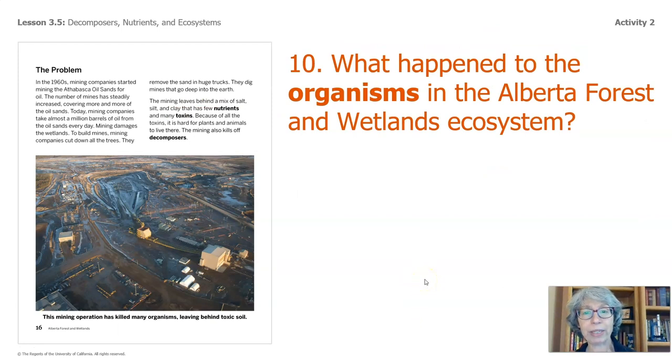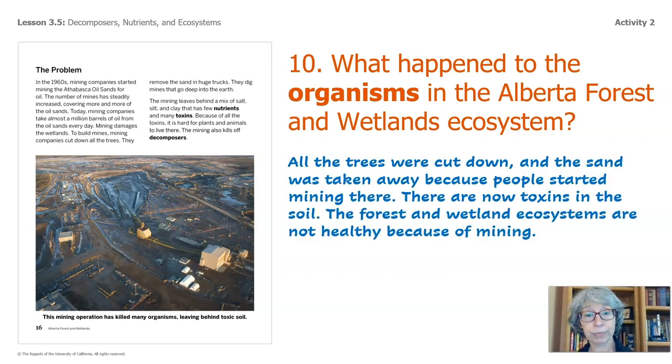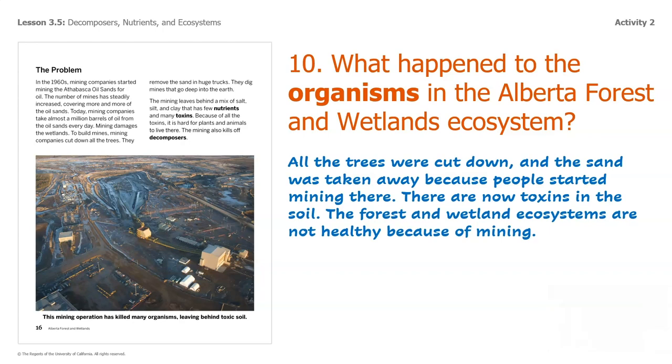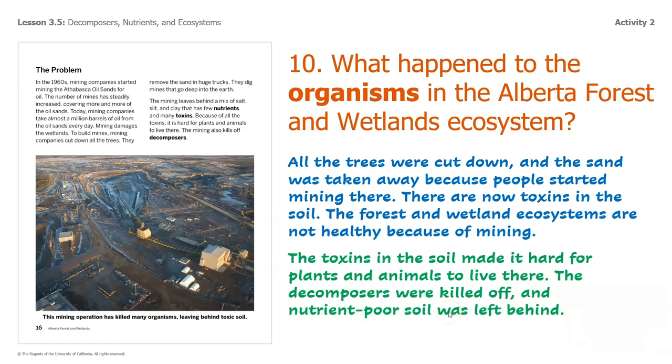There are a couple of questions about the Alberta forest and wetlands in your packet, but I want to jump to number 10. What happened to the organisms in the Alberta forest and wetlands ecosystem? Some of you are saying that the trees were cut down and the sand was taken away because people started mining there. There are now toxins in the soil. The forest and wetland ecosystems are not healthy because of mining. But again, we're looking at organisms. What happened to the organisms there? Some of you are saying that the toxins in the soil made it hard for the plants and animals to live there. The decomposers were killed off, and the nutrient-poor soil was left behind.